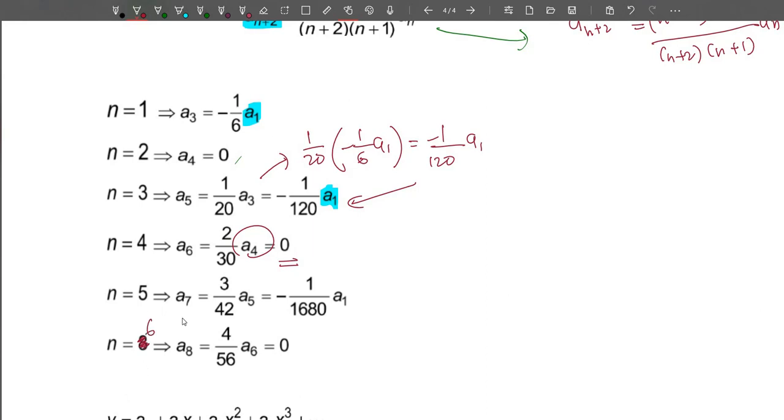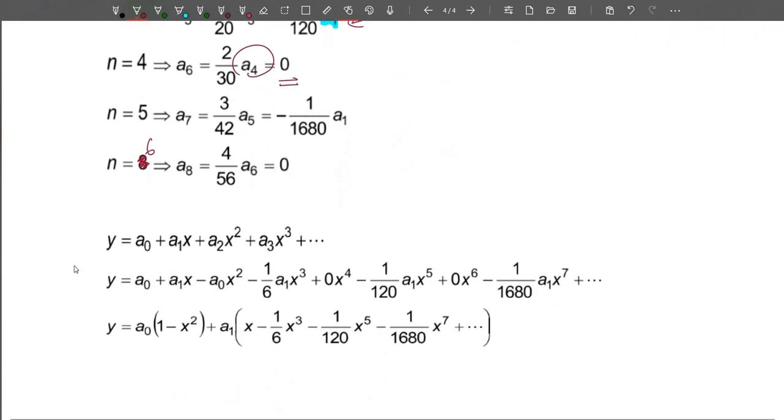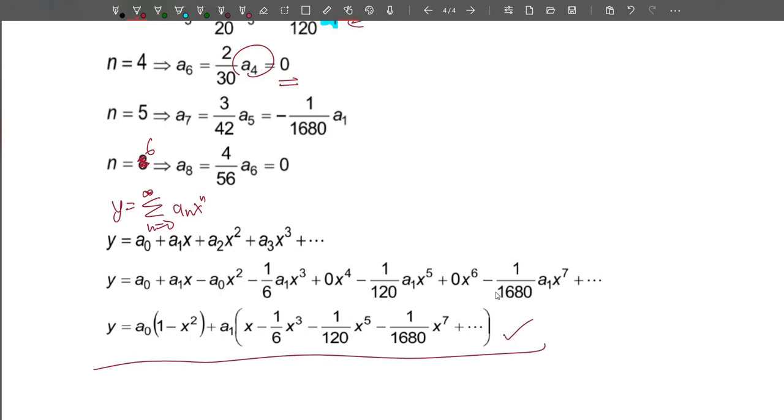This should be 6. Okay, and then rewrite it as y equals the summation from n equals 0 to infinity of a_n x^n. And this is the expansion. Just substitute the values of the coefficients that we have obtained earlier: a2, a3, a4, a5, a6, and a7. Last, you just need to factorize a0 and a1. And this would be your final answer then.